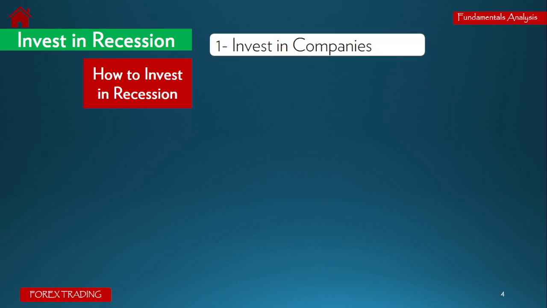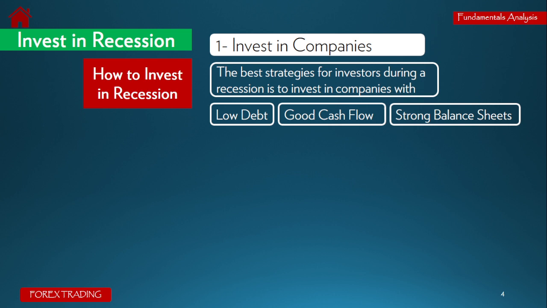Number one, we can invest in companies, but what kind of companies? The best strategy for investors during a recession is to invest in companies that have low debt, good cash flow, and strong balance sheets. So you need to go out and research companies that have all these characteristics during times of recession. If they have low debt, good cash flow, and a strong balance sheet even in times of recession, then those companies are best to invest in during recession.